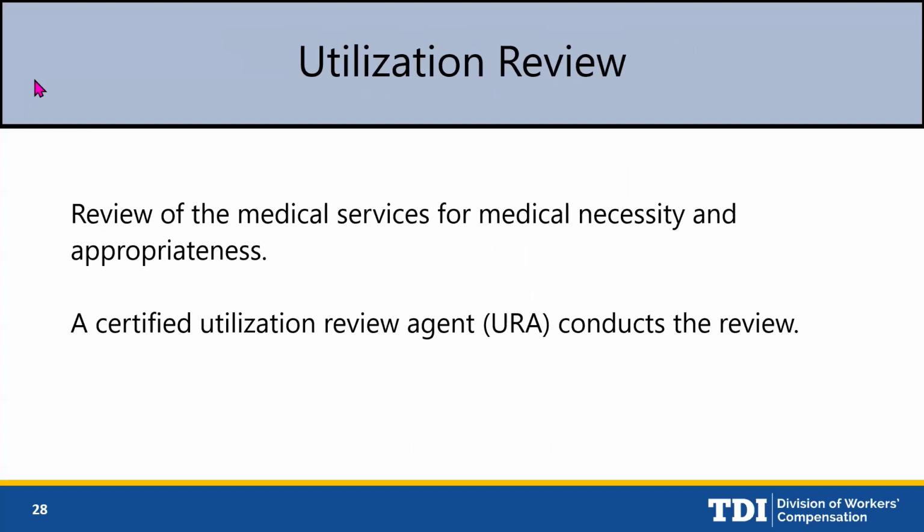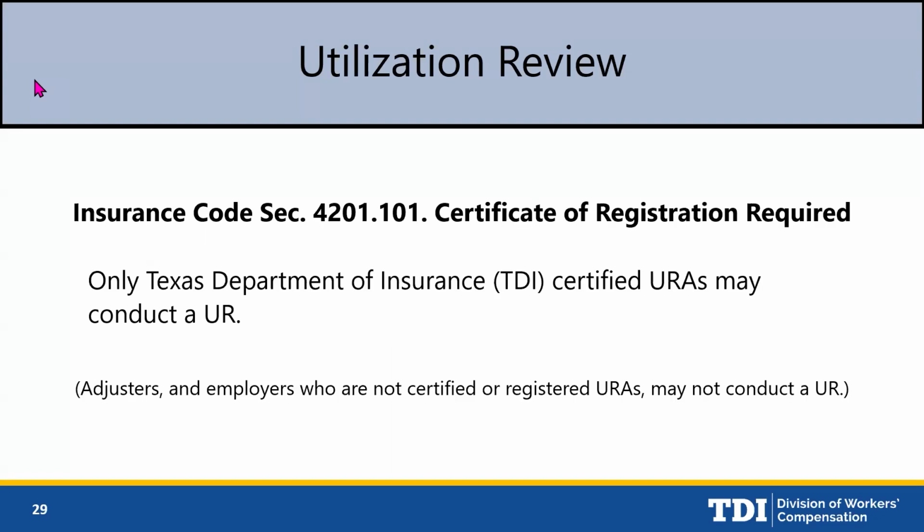What is utilization review? That's when the insurance carrier's URA, utilization review agent, looks at the service for medical necessity and appropriateness. It is only a certified utilization review agent that conducts this type of review for medical necessity. The Insurance Code, remember I said 4201, governs the certification of those utilization review agents. They sometimes have different names than the insurance carrier and the network. Some of them have their own names. The insurance carrier is contracting the utilization review through these URAs.